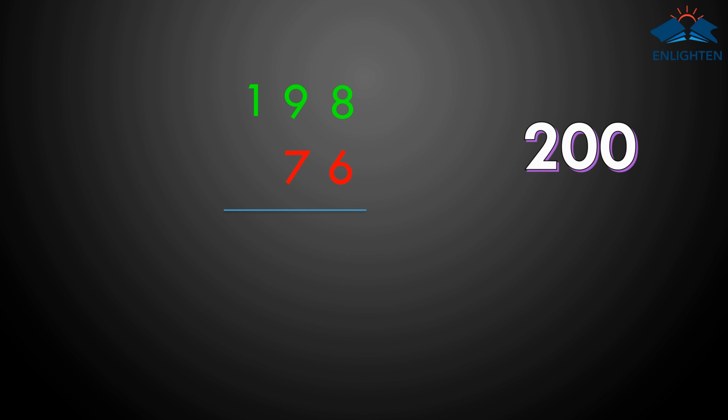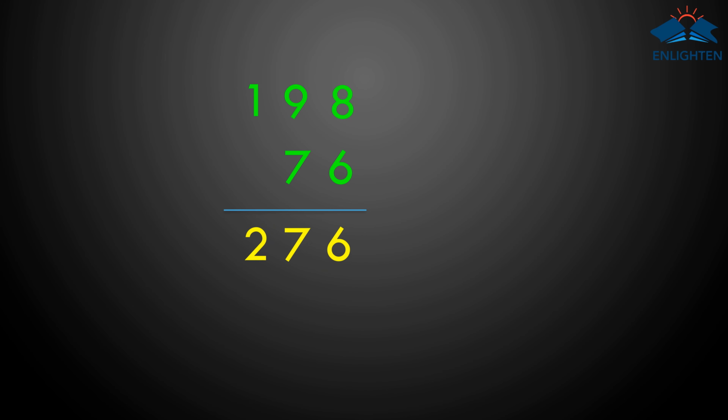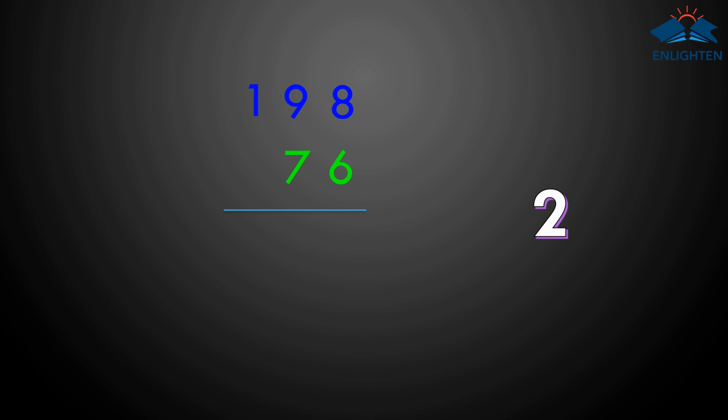Let's do another example. 198 plus 76. Step 1. Here 198 is close to 200. Step 2. Add 200 to 76. 276. Step 3. As we added 2 to 198 to make 200, now remove 2 from 276. 274.